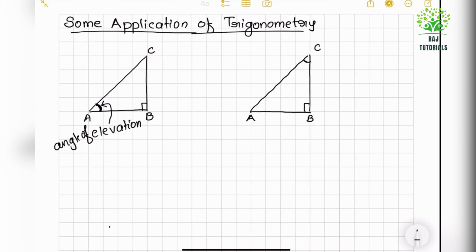But if the case is he is standing on the height or top of the tower and he is watching something on the ground, then it becomes angle of depression. And the line which is the hypotenuse will always be the line of sight. So these two are lines of sight.